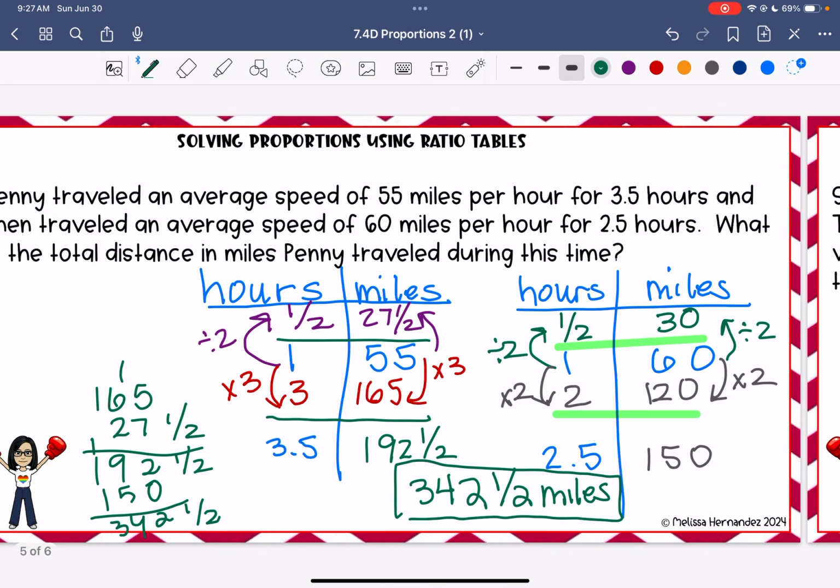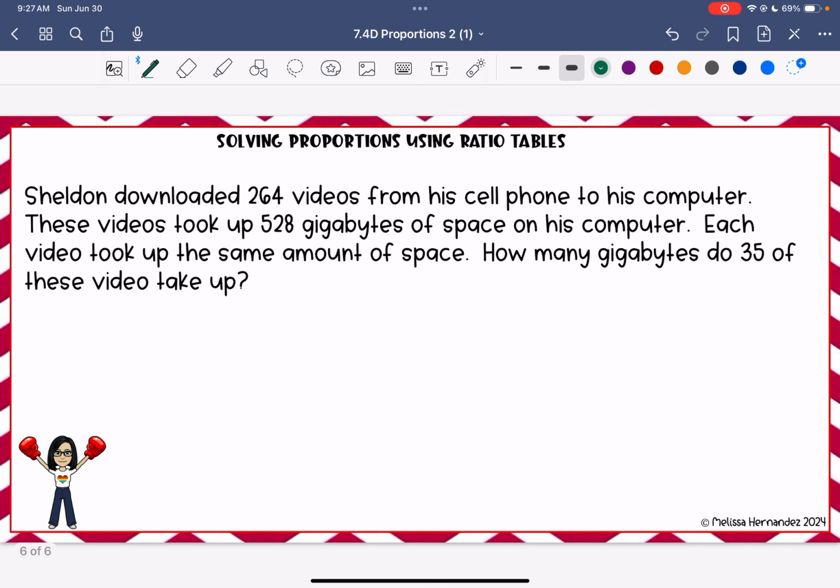All right, one more. Sheldon downloaded 264 videos from his cell phone to his computer. These videos took up 528 gigabytes of space on his computer. Each video took up the same amount of space. How many gigabytes do 35 of these videos take up?